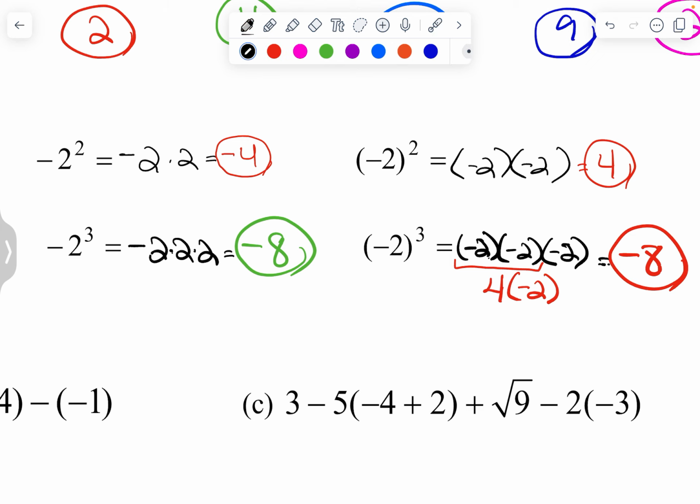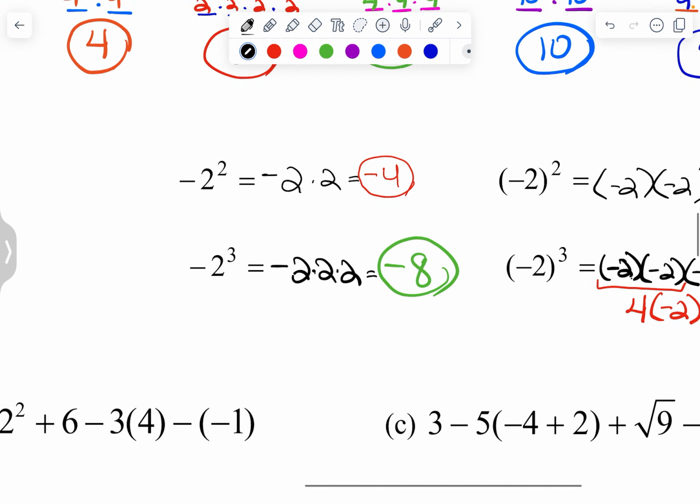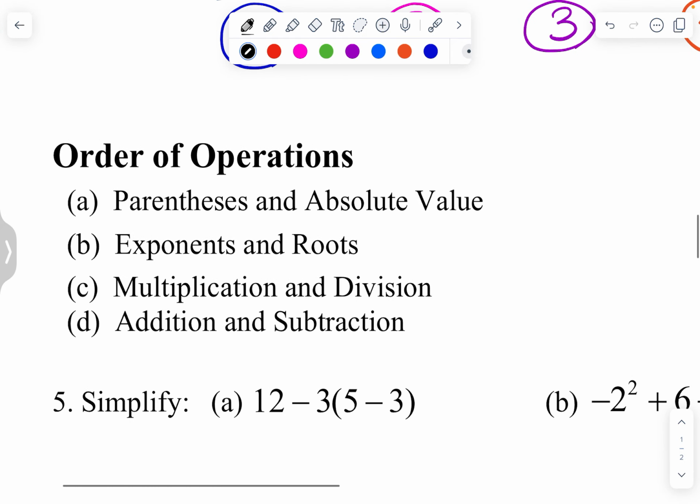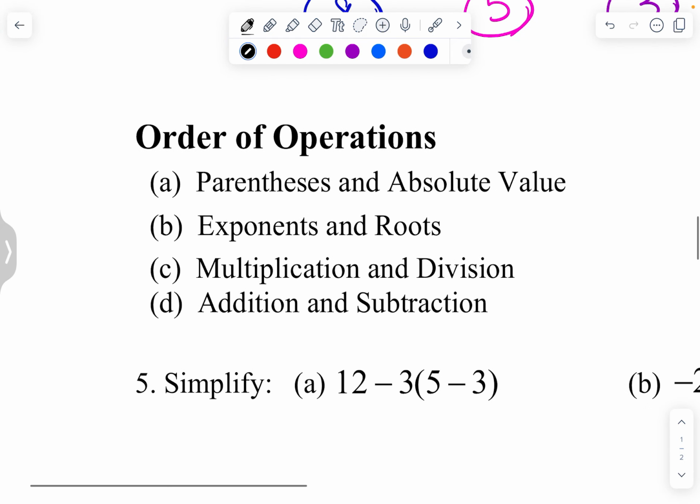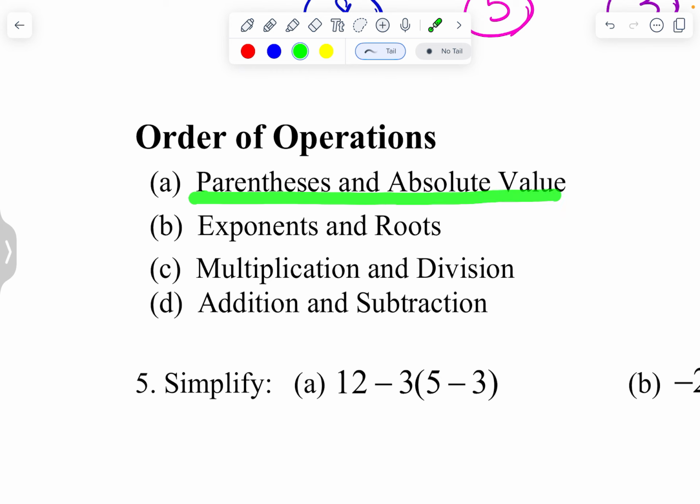All right, let's talk order of operations. And just so you know, there are 4 steps to the order of operations. We have parentheses and absolute value. These are all of your grouping symbols. So parentheses, brackets, braces. Absolute value are the double bars you sometimes see. Part B, or step 2, is exponents and roots. So powers and your square roots, cube roots, things like that. Part C is multiplication and division.